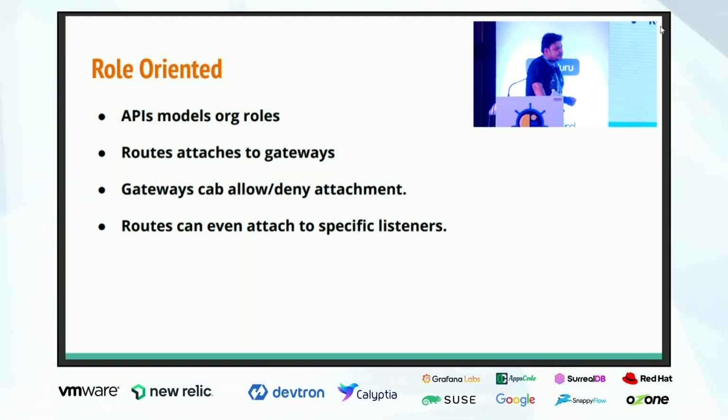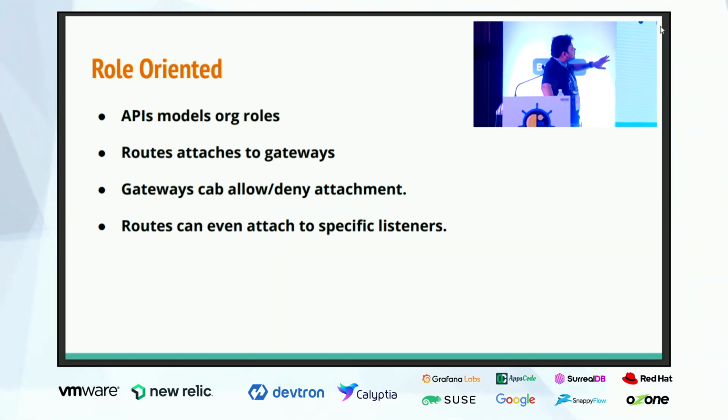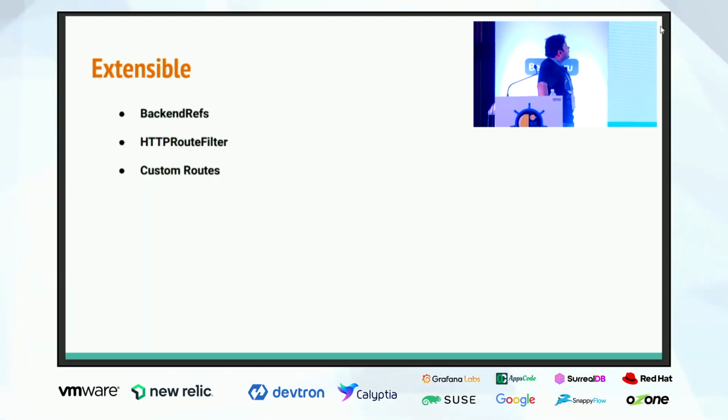And not only that, there is more granularity also. So if I have a gateway which has multiple listeners, my route can even be as specific as, I want to attach only to this listener, only to a specific listener of this gateway, not all the listeners, right? So all that granularity is also possible.